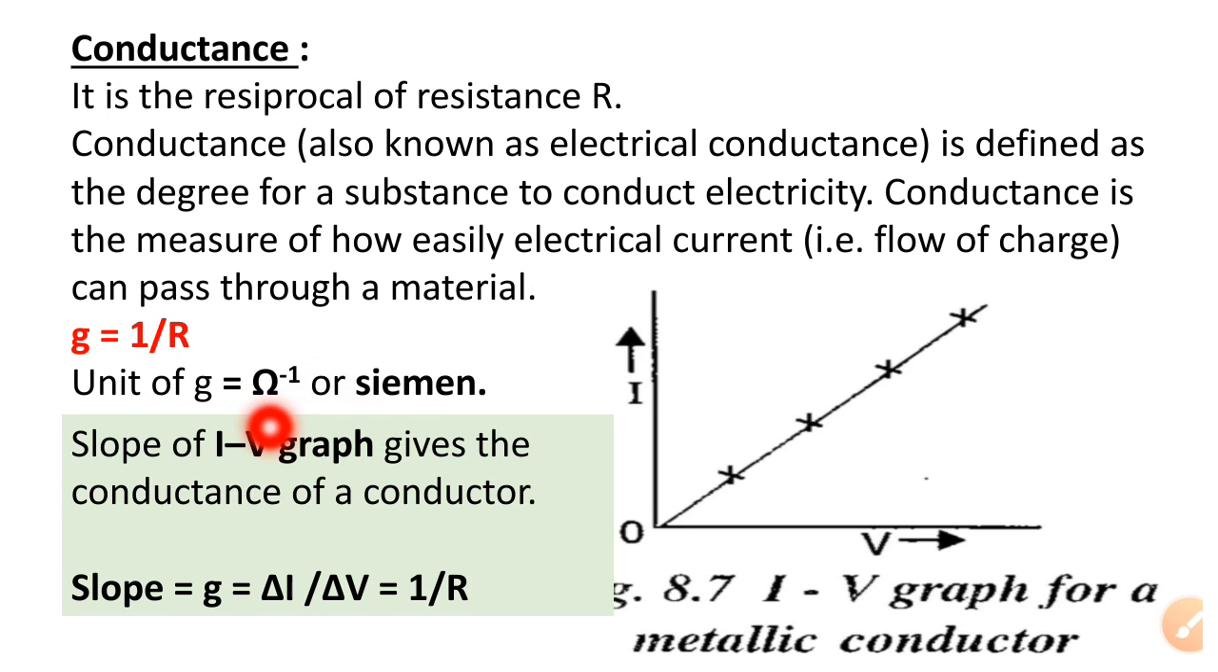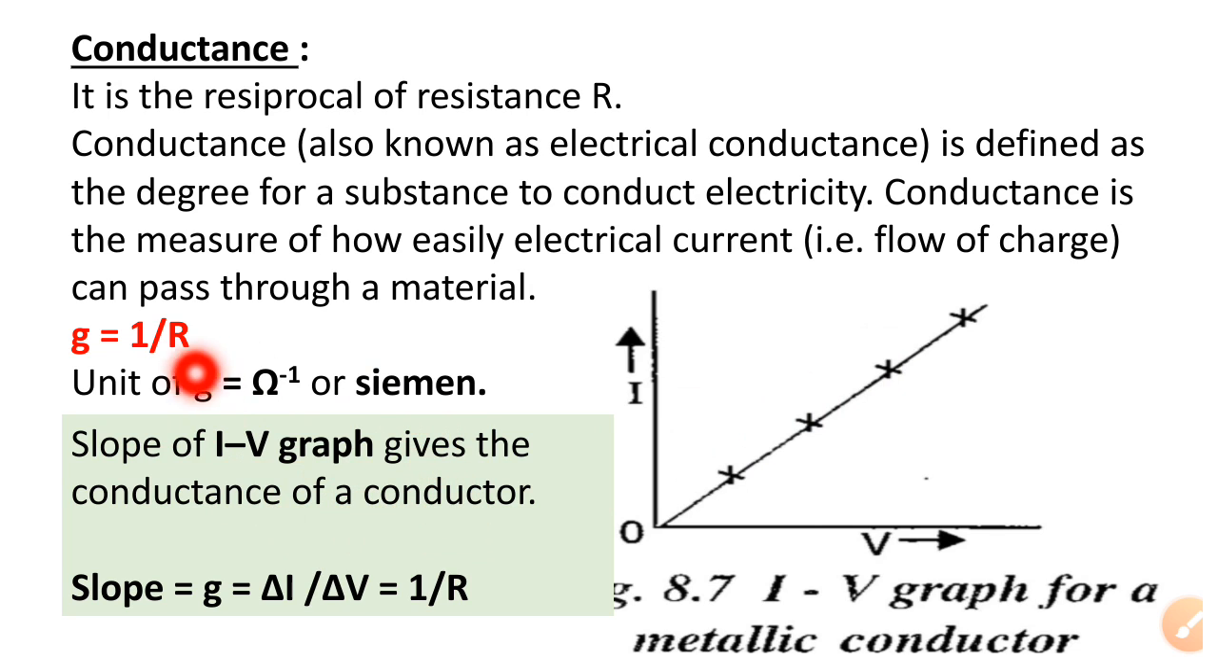Okay, and see, this one is the I versus V graph, that is the reciprocal of the VI graph. So here we have the IV graph, and this gives the conductance of a particular conductor, and the slope of this line gives the conductance, which is the reciprocal of R.